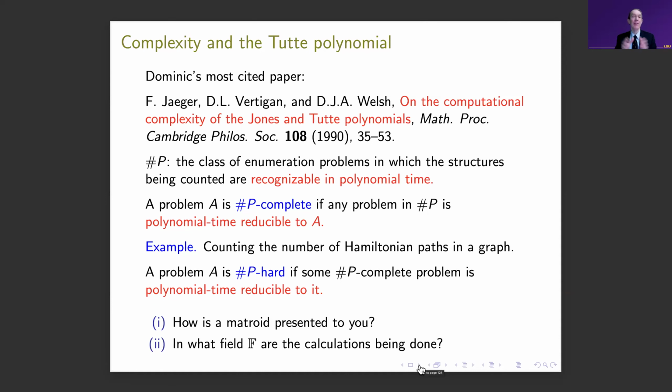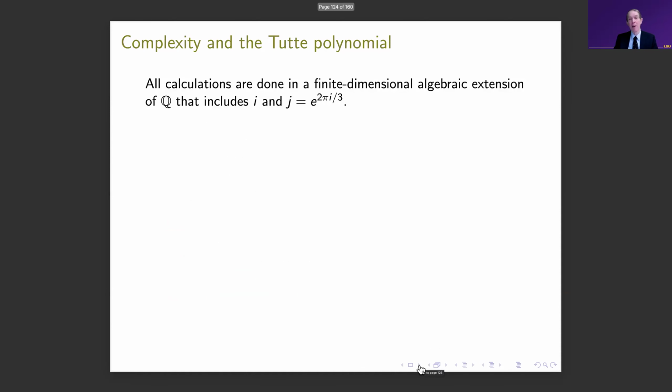Another thing, if you're not used to thinking about questions of computational complexity, is where you are going to do the calculations. Those of us who are pure mathematicians say, oh, you just multiply these two numbers. But you can't just multiply two numbers. You've got to make a decision about where you're going to do these calculations. And all the calculations are done in a finite dimensional algebraic extension of the rationals. That includes i, of course, the square root of -1, and j, the cube root of 1.